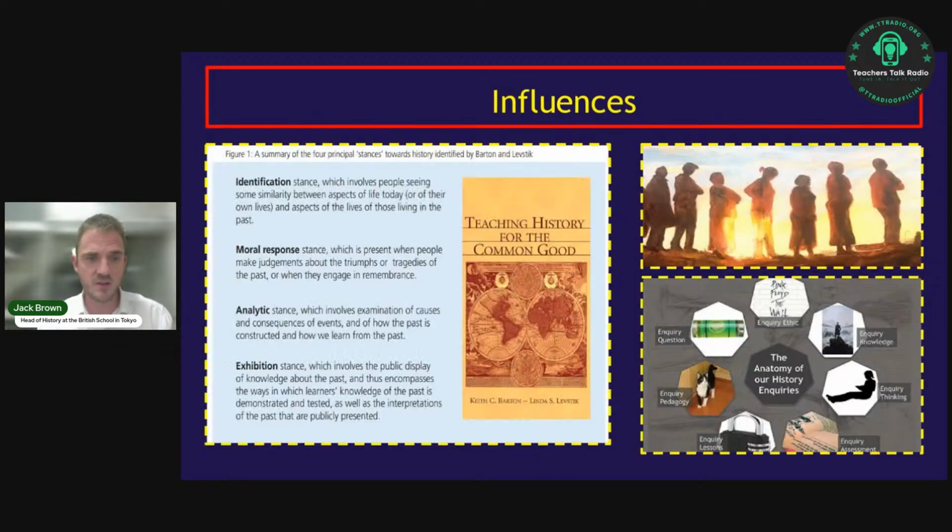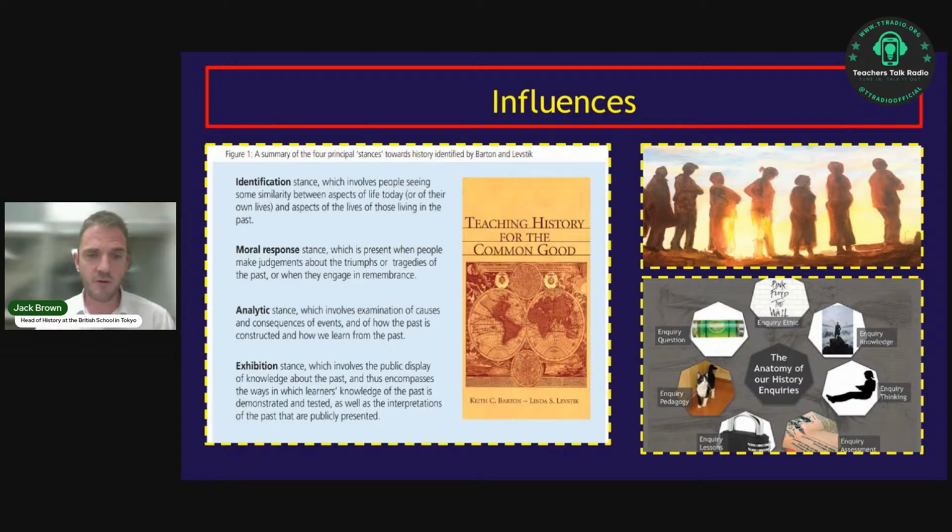So let's see if I can do the next slide. Yeah, so we were greatly influenced by a book called Teaching History for the Common Good and the work from Justice to History, an education consultancy company in London. Now, Justice to History wrote an article called The Anatomy of Historical Inquiries, and we decided to apply their thinking and try to do our own anatomy of how we would approach local history and how we would embed local history throughout the curriculum.